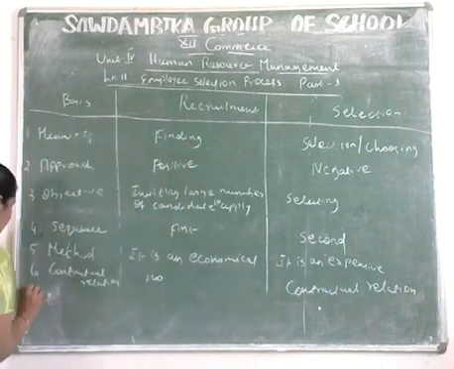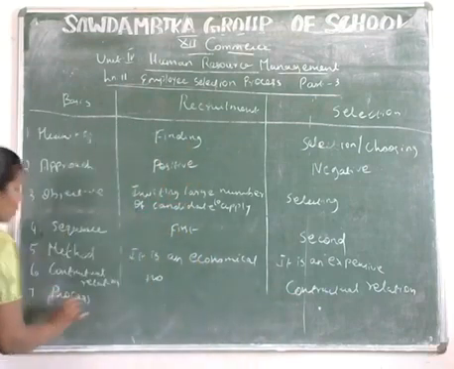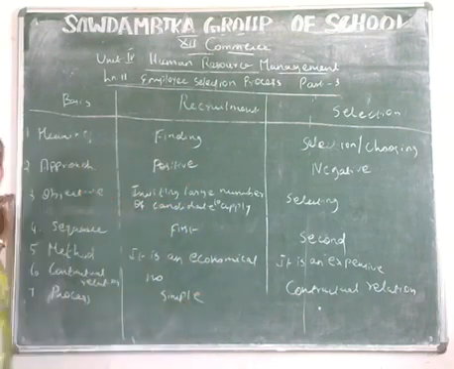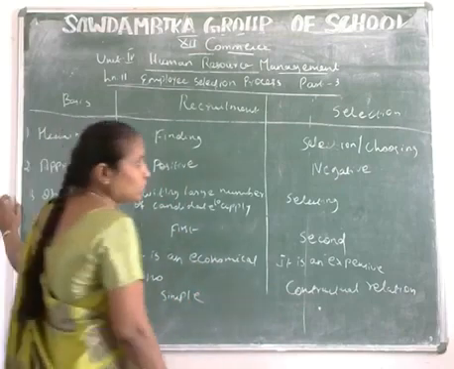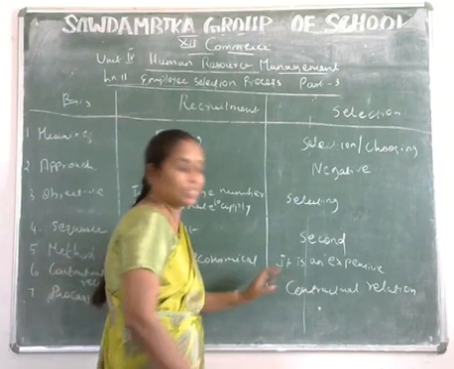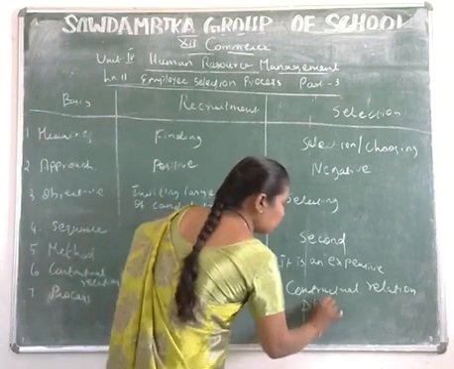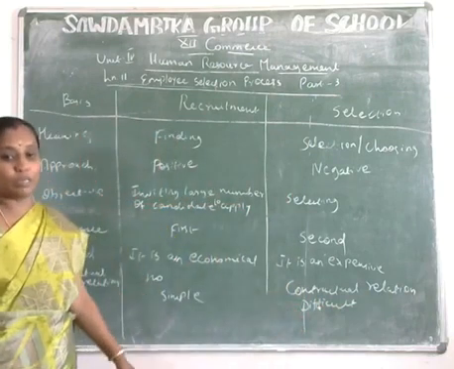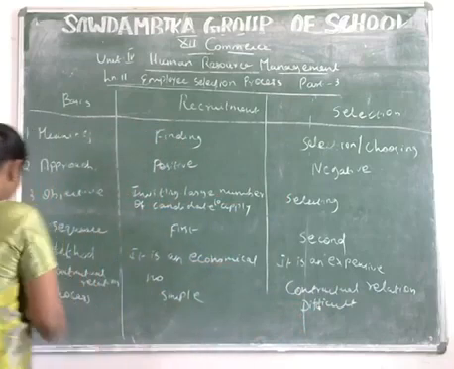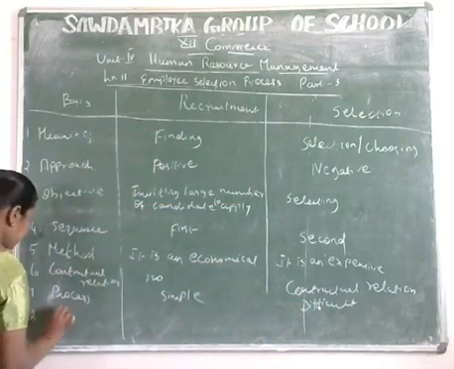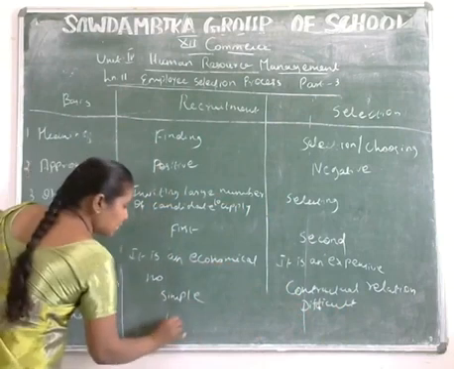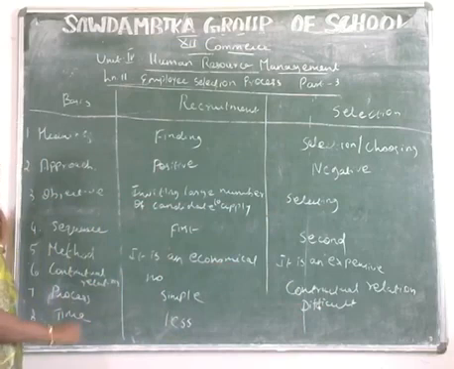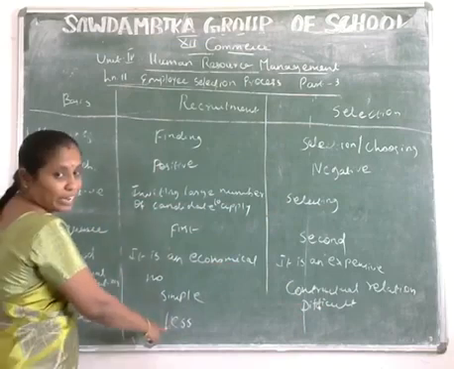And the next one is the process. The process of recruitment is very simple. But the selection process is complex and difficult, because several tests and several steps have to be followed. And the last one is time. Recruitment requires less time, because it is only finding the candidates.